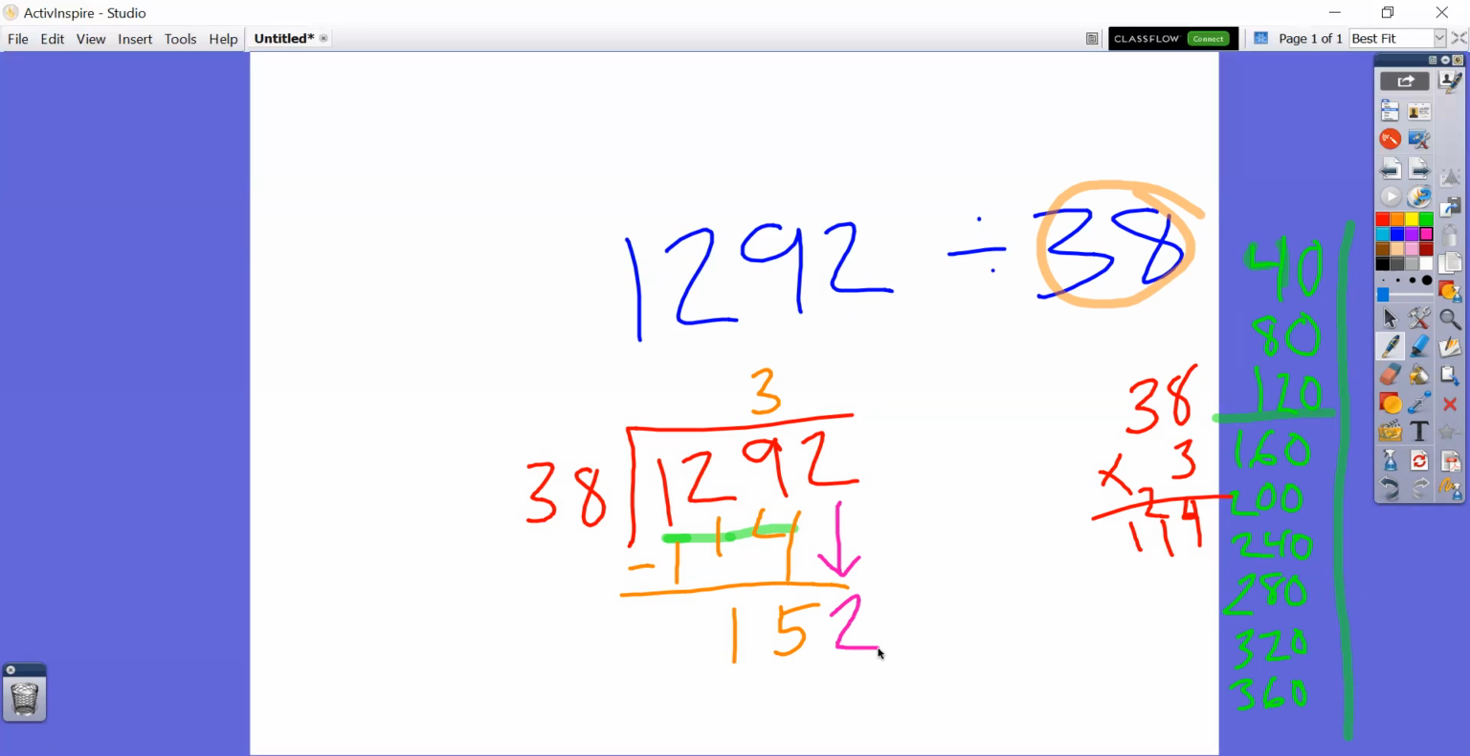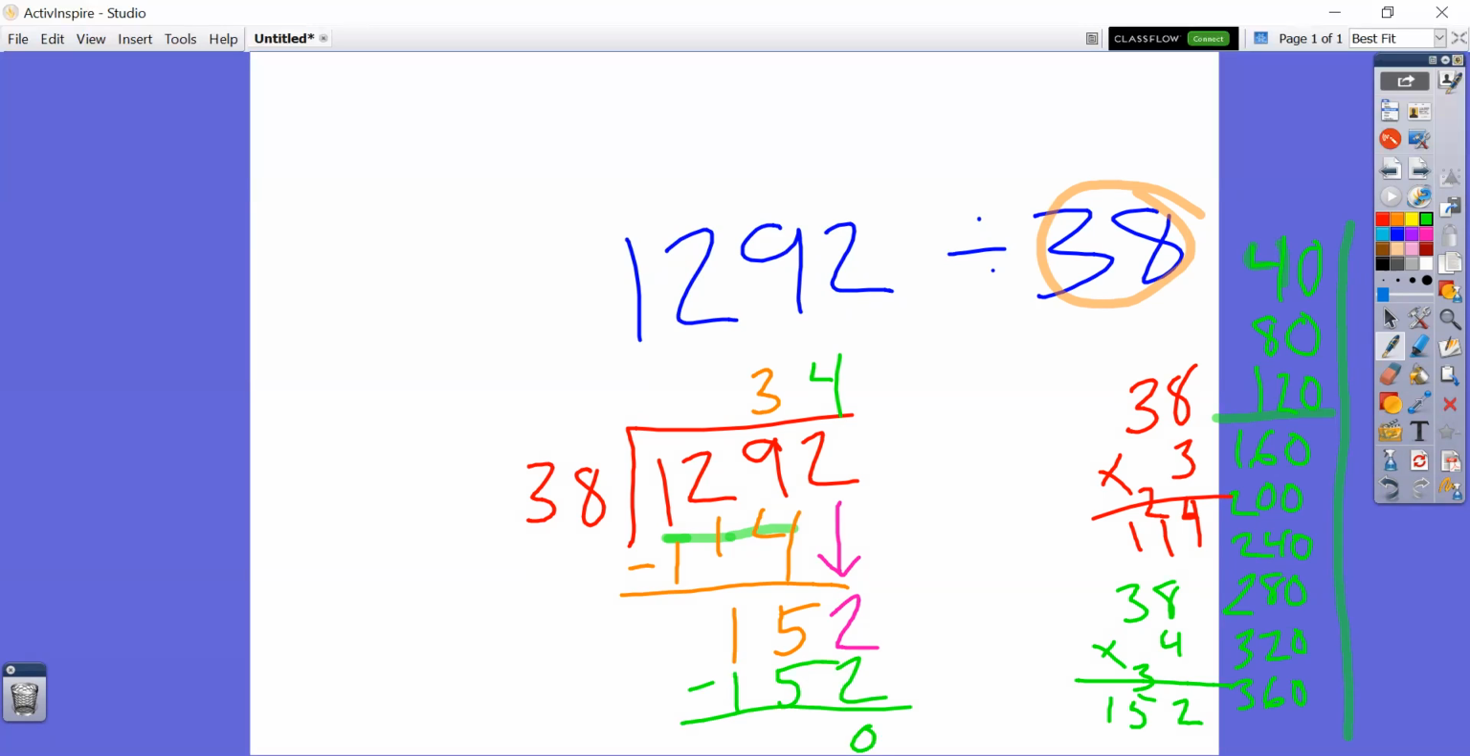152. Well, 3 groups was 114, so I think I can get another group of 38 out of that. So let's just try. If 38 times 4 is more than 152, then I'm going to have to try 3 groups. Ooh, okay. It has a 2 in the ones place. I'm already thinking maybe that's right. 4 times 8 is 32, 4 times 3 is 12, plus 3 is, oh, it's perfect. There's actually no remainders in this one.